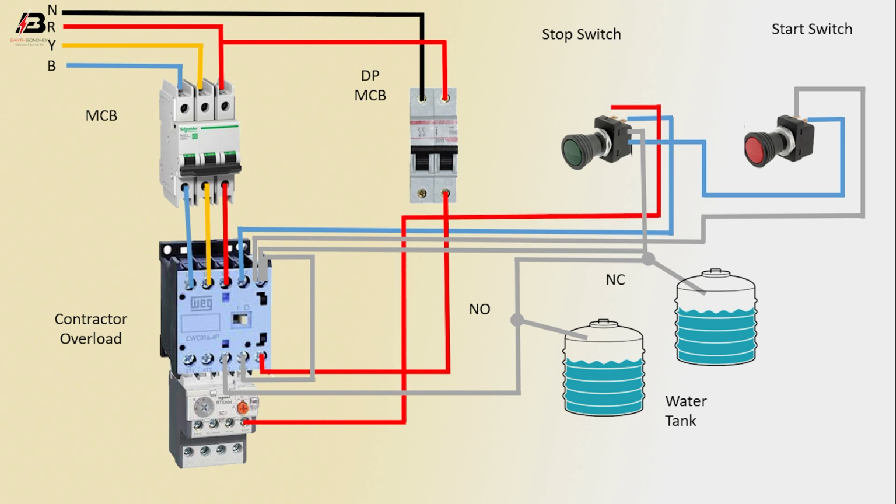connect stop switch, neutral connection output from overload to connect DP MCB, three phase and neutral connection output from overload for load. So viewers, that's my video.